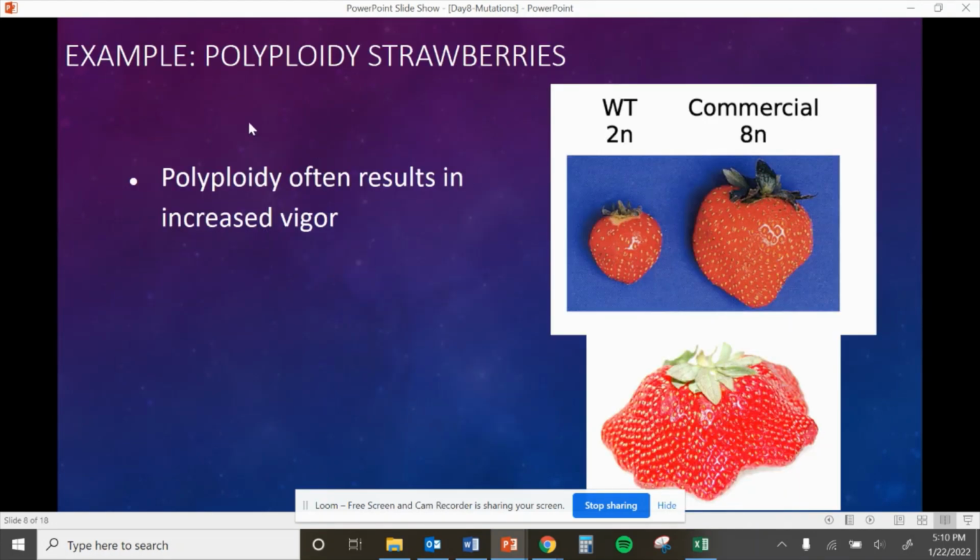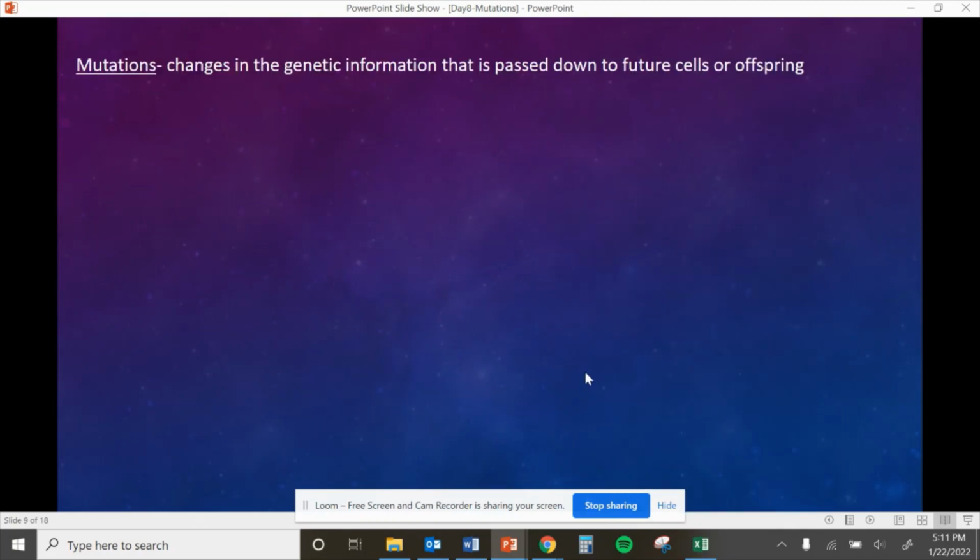Okay, another example of this would be polyploidy, in strawberries and other produce. Have you ever seen strawberries or different produce that look kind of funky with extra little parts to them like this? This is because they have multiple sets of chromosomes. So our wild type, that's what WT stands for, is just a regular diploid individual. And then when we have a polyploidy, we have it being larger. It usually has increased vigor and size in this case for strawberries.